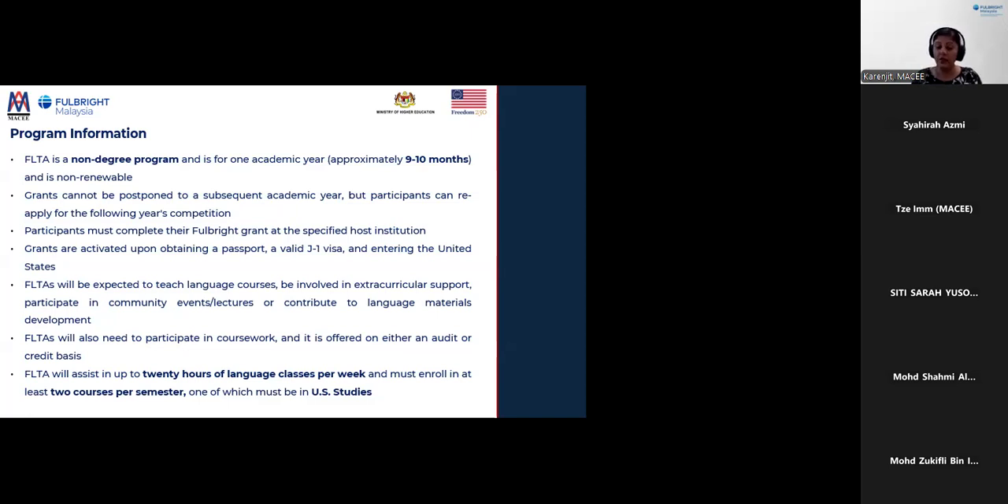Okay, so that does not mean that, for example, if a person has a valid passport and got a J1 visa, my grant is considered activated. There is more to it as well. You must be able to enter the US and be able to fulfill the requirements there. Only then is the grant considered activated.